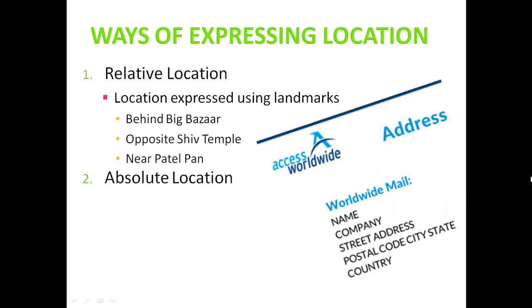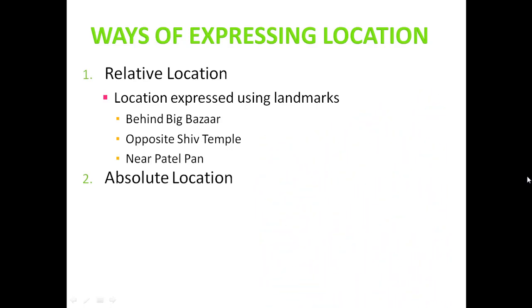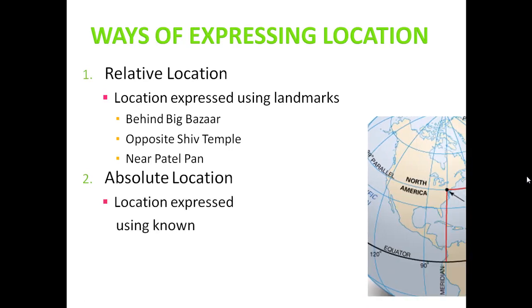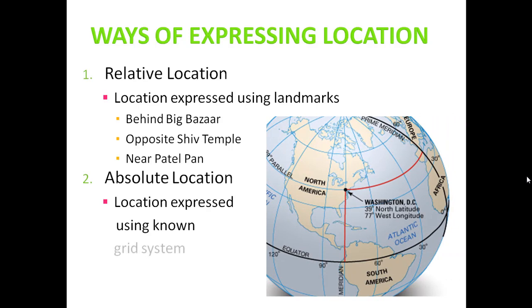This is one example: an envelope with an address with some reference points like street address, postal code, city and state code. Absolute location can be expressed using a grid system or latitude and longitude. As you can see, Washington DC on the map is pointed out with the help of latitude and longitude: 39 degrees 30 minutes north, 77 degrees 25 minutes west. Absolute location is more accurate than the previous one.